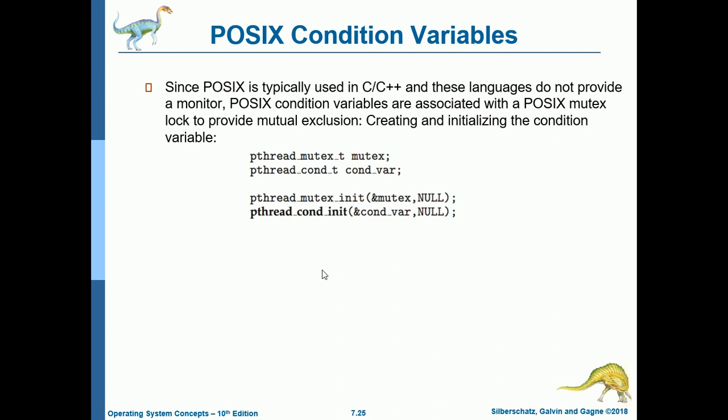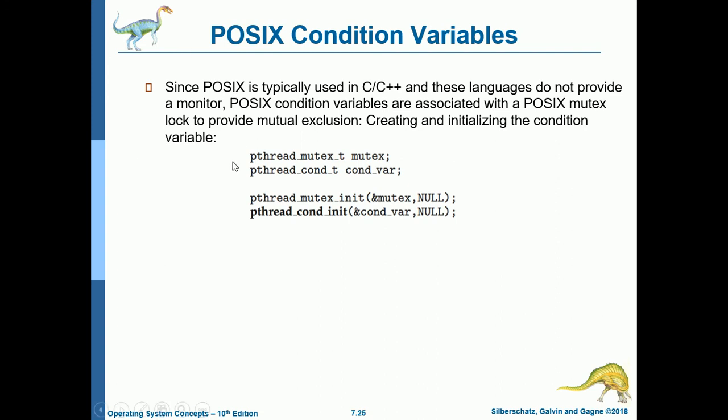Okay, next we have POSIX condition variables. Since POSIX is typically used in C and C++, and these languages do not provide a monitor, POSIX condition variables are associated with a POSIX mutex lock to provide mutual exclusion.